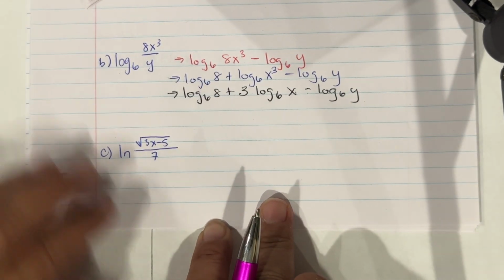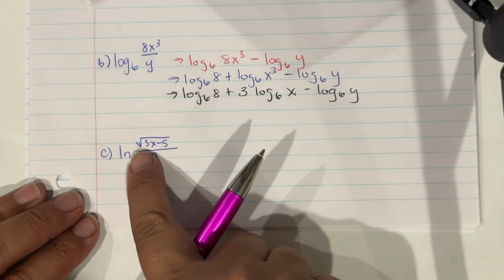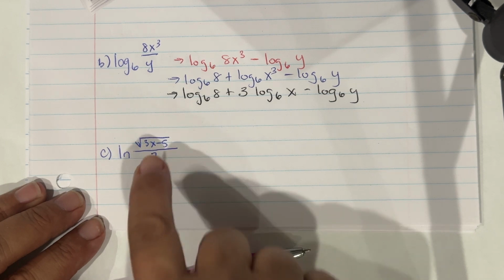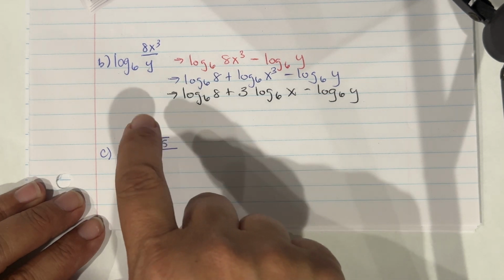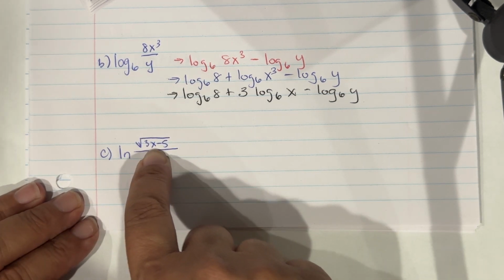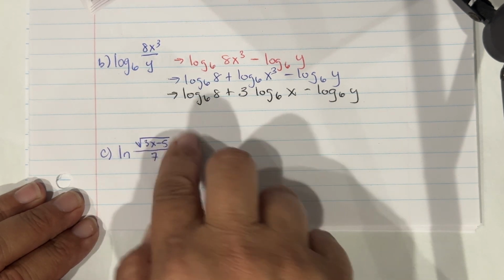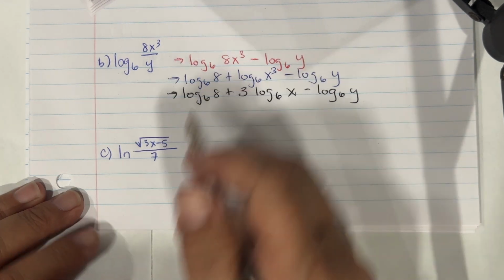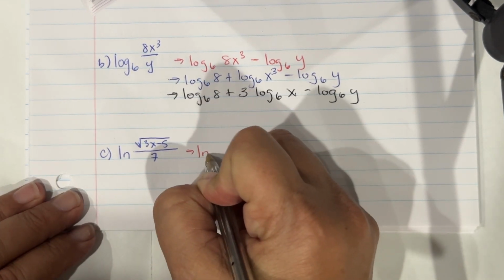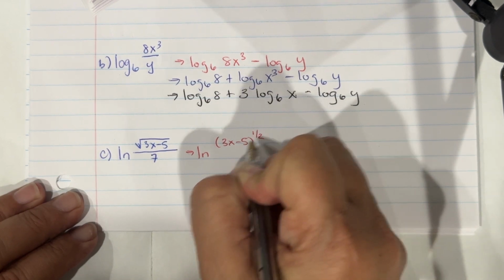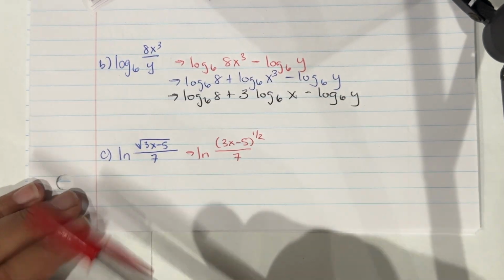On example C, though, it says ln of the square root of 3x minus 5, divided by 7. The first thing to do before we can do anything on this one is you need to change the square root symbol into an exponent. And remember, square root means an imaginary 2 in the corner, so it's one half power. So we're going to rewrite this first as the ln of 3x minus 5 to the 1/2 power over 7.